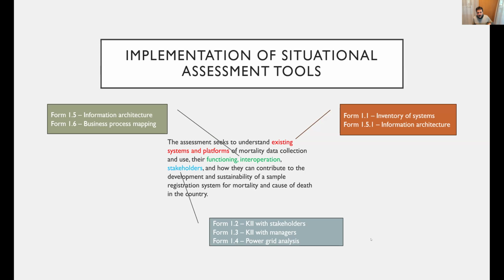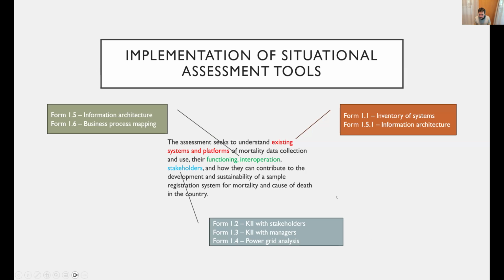the green side, and you see there Form 1.5 on information architecture, sorry, and then Form 1.6 on business process mapping. So these are two tools that you can also use to understand how your mortality systems are connected or disconnected.